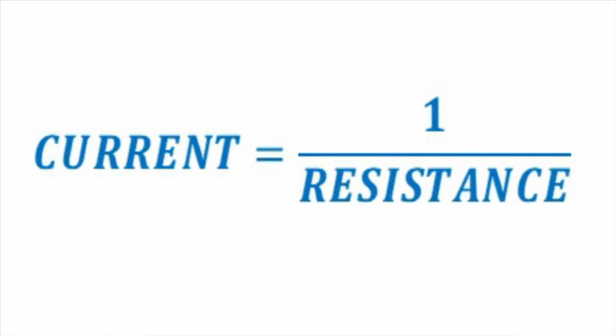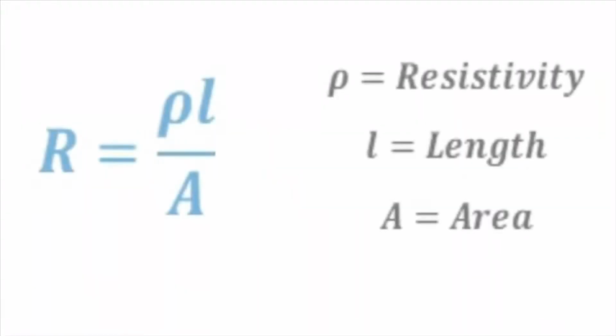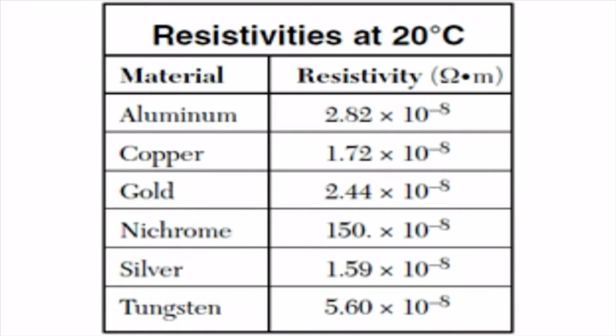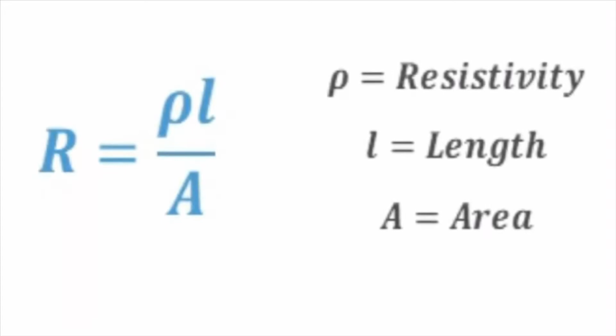The next thing to consider then is what determines the amount of resistance. It can be determined experimentally that resistance is equal to the resistivity times the length, all divided by the area of the material. Resistivity is a material-specific value, so according to this equation, increasing either resistivity or the length will increase the resistance, whereas increasing the cross-sectional area will decrease the resistance.